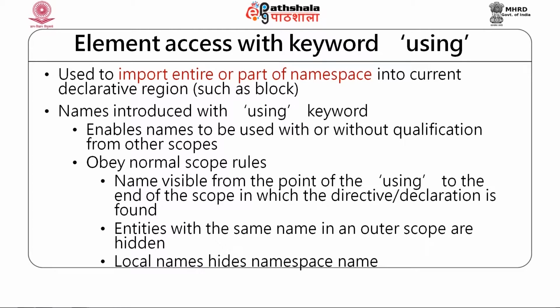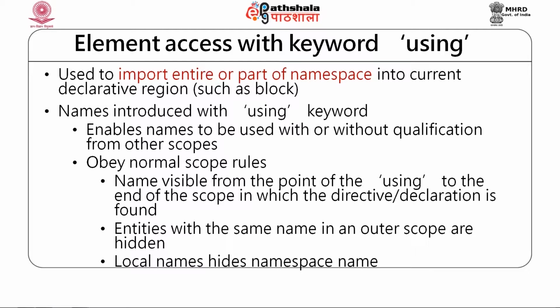With the keyword using, we can import either the entire namespace, that means all the elements of the namespace, into the current scope, or we can have just a part, maybe a single element at a time from the namespace. It enables us to use the names with or without qualification. Elements of the namespace are visible from the place of using till the end of its scope.